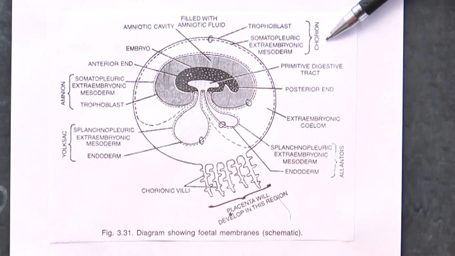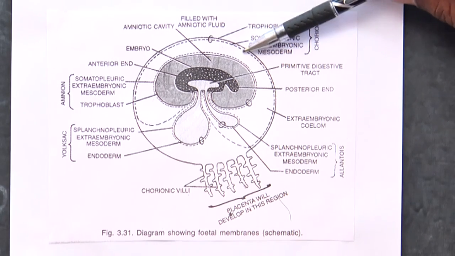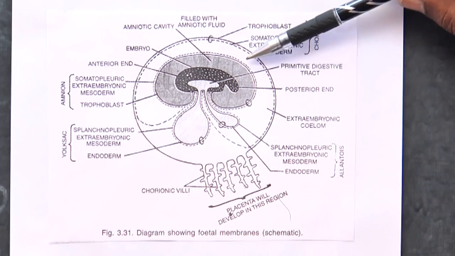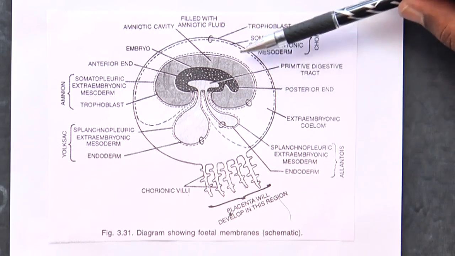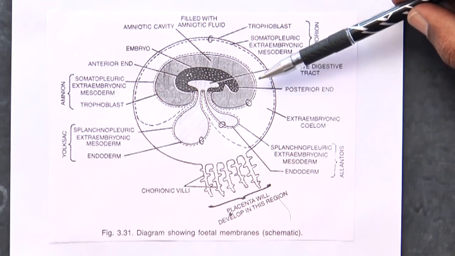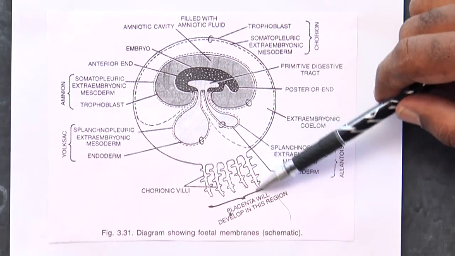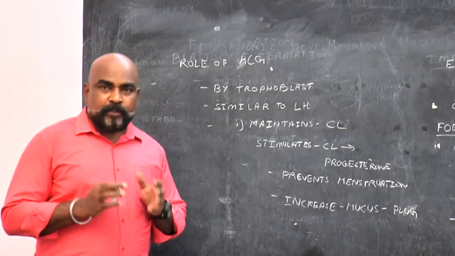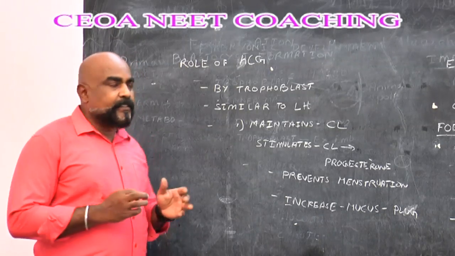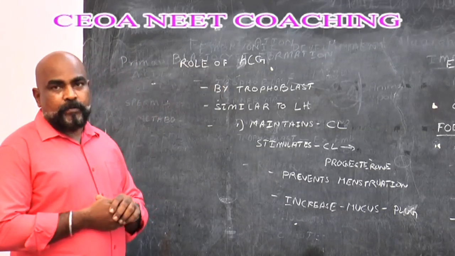Then we will see about the chorion. The chorion is the outermost membrane, and it encloses embryos and all other membranes, and it helps in the formation of the placenta. The trophoblast secretes the HCG hormone.